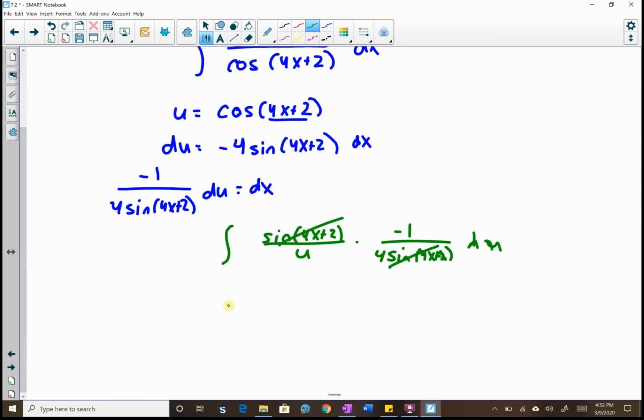Signs reduce. That's the integral of negative 1/4. And I'm going to write it separate because more people can see it that way. That's a du. My antiderivative is negative 1/4 natural log absolute value of u plus c.